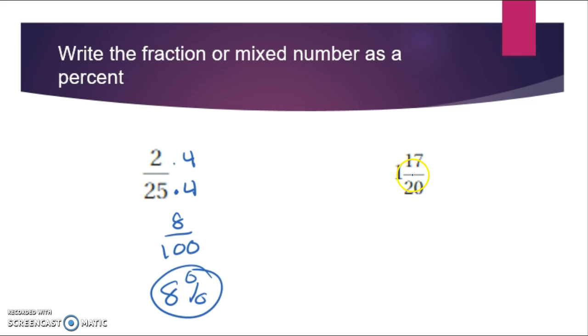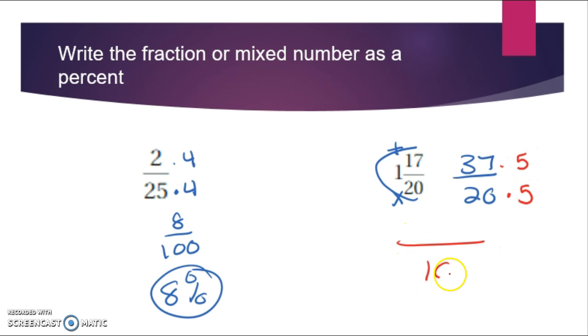Here we have a mixed number, so I'm going to change it first to an improper fraction. I've got to do my C method. 20 times 1 is 20, plus 17 is 37. So I have 37 out of 20. To make 20 out of 100, I need to multiply by 5 here and multiply by 5 here. So it's going to be out of 100 now. Let's see, 37 times 5. You could do it in your notebooks if you had to. It's 185 out of 100, so it's 185%. That is my final answer.